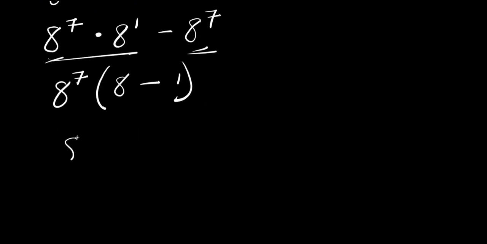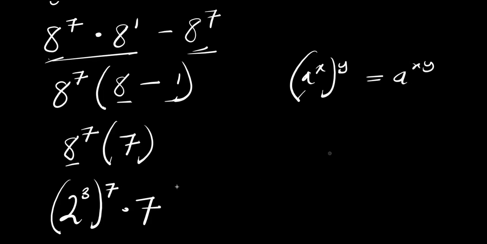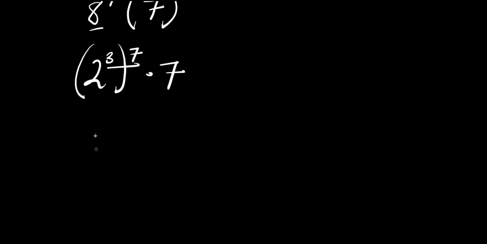So from here, we have 8 power 7 times 8 minus 1, that is 7. So from here, I can express 8 as 2 power 3. We have 2 power 3 to the power of 7, and this is times 7. Now, if you have 8 power x to the power of y, this equals 8 power x times y. So 3 times 7 is 21. I will simply have 2 power 21 times 7.